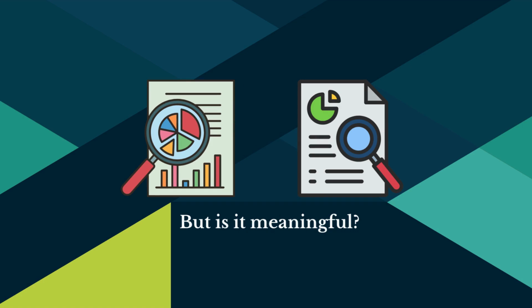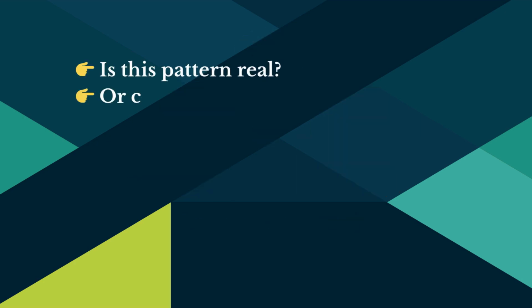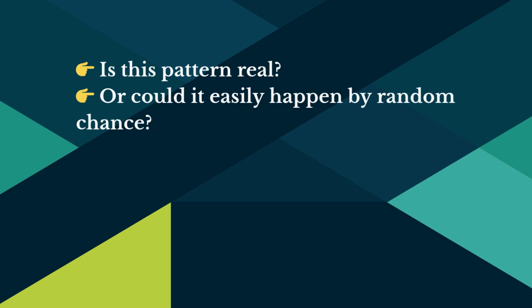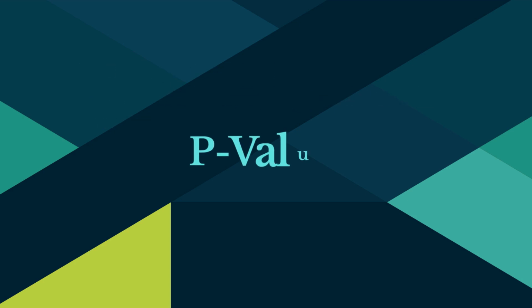So, before we trust what data appears to say, we need a way to ask a very careful question. Is this pattern real? Or could it easily happen by random chance? That's exactly why we need something called p-value.